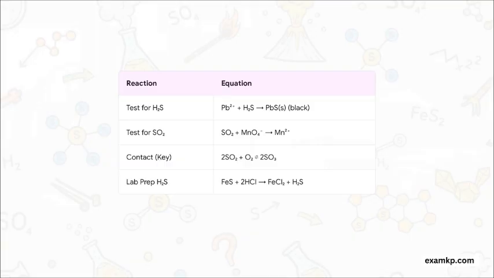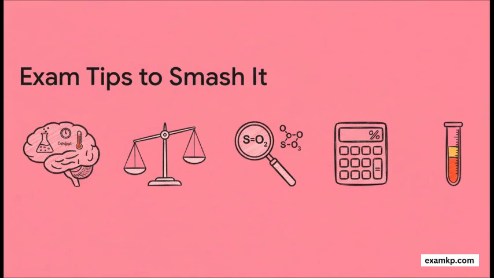Okay, so what are my final tips to help you crush this topic? Number 1, memorize the conditions for the contact process. Catalyst, temperature, pressure. It's free marks, I'm telling you. 2. Always, and I mean always, balance your chemical equations. 3. Know the difference between SO2 and SO3. They are not the same thing. 4. Practice those percentage calculations until they become second nature. And 5. Master those chemical tests for H2S and SO2. They are guaranteed to come up.